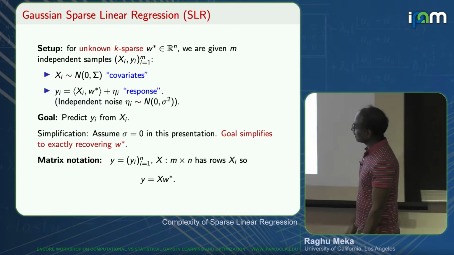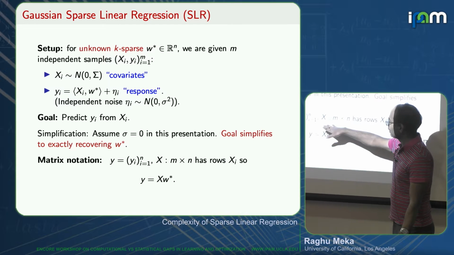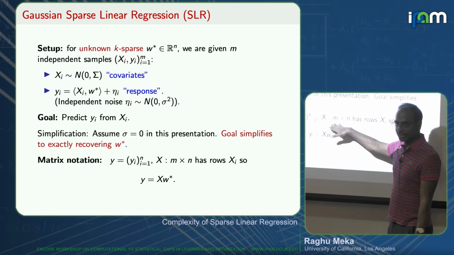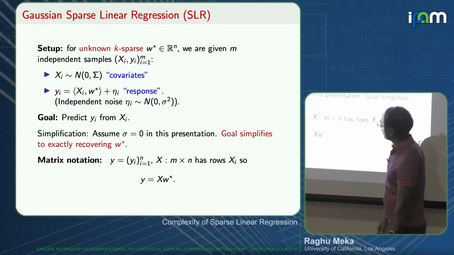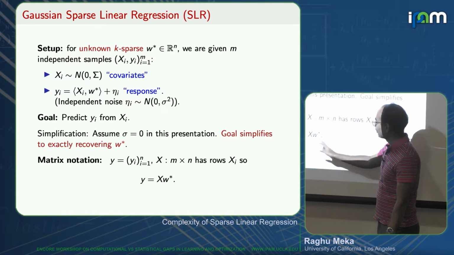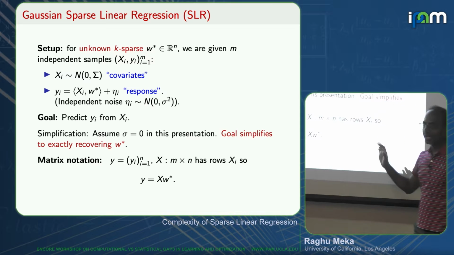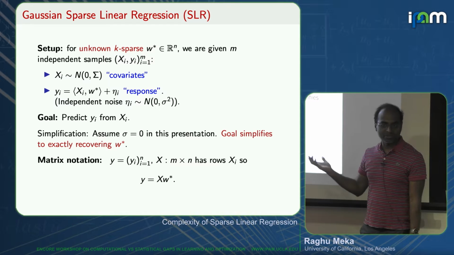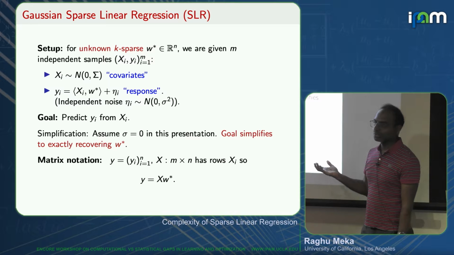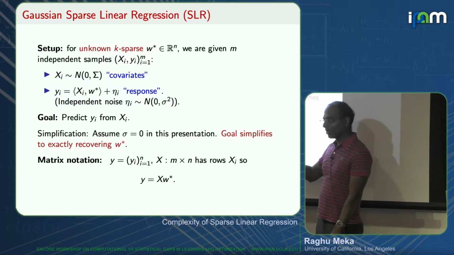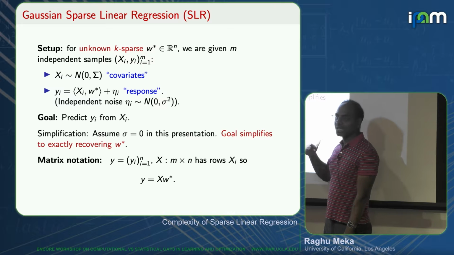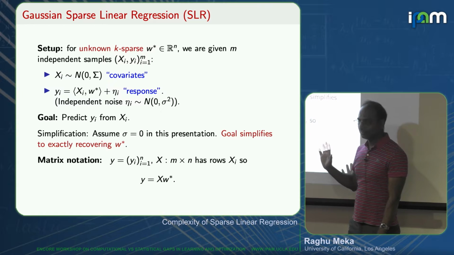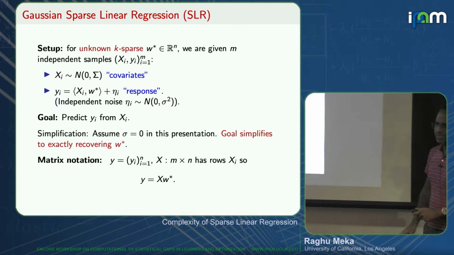So I can form a matrix where the rows of the matrix are the samples, like the covariates X, right? Then what I want is to solve this linear system, y equals x times w star. Okay? But it's not that I want any solution for it. I want a solution where w star is sparse, or something else, but it has to generalize better. Okay? Any questions about the setup?